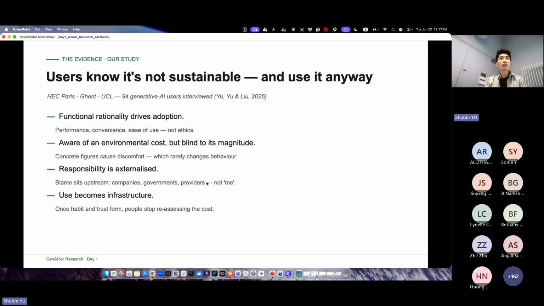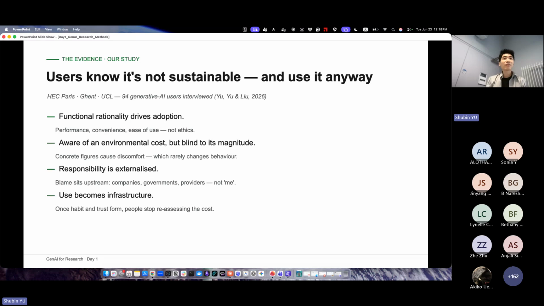We asked people whether they know AI is not sustainable. Most of them know it's not sustainable, but they use it anyway. They try to justify the usage. They say they use AI because they focus on functionality and efficiency, and ethics concerns are not really their main criteria. They are aware of the environmental cost, but they don't know how big the magnitude is.